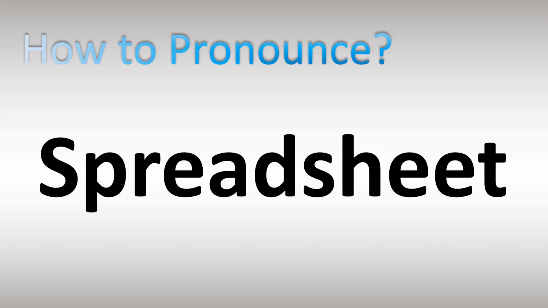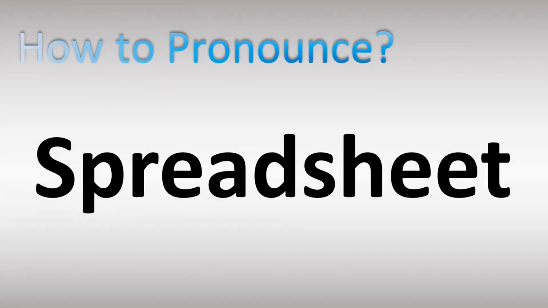If you use a short E sound, it will sound like a bad word. Spreadsheet. Spreadsheet is how you want to pronounce that, not spreadsheet. Spreadsheet is how you say it, and now you know.